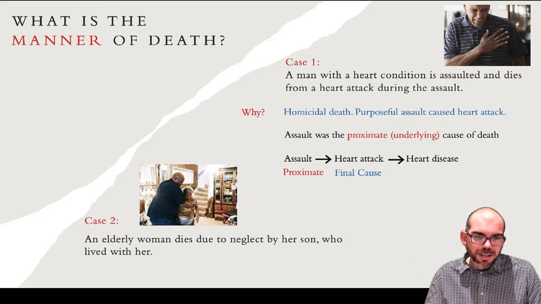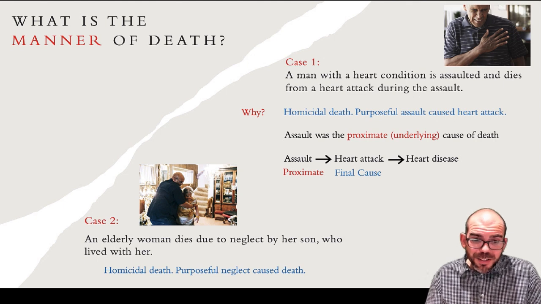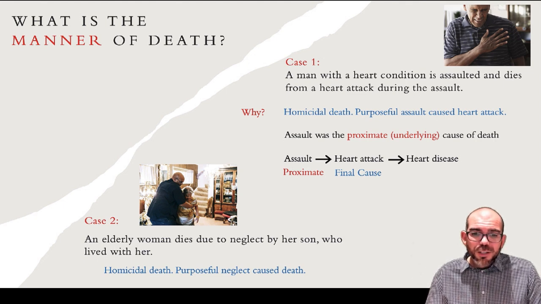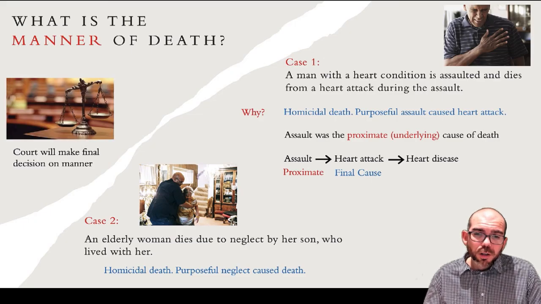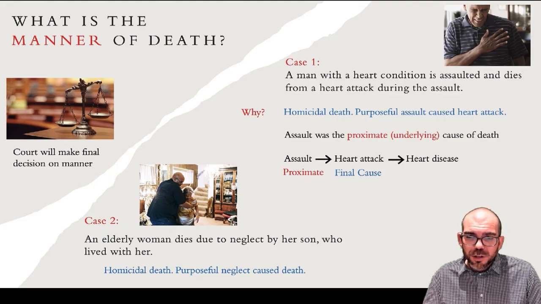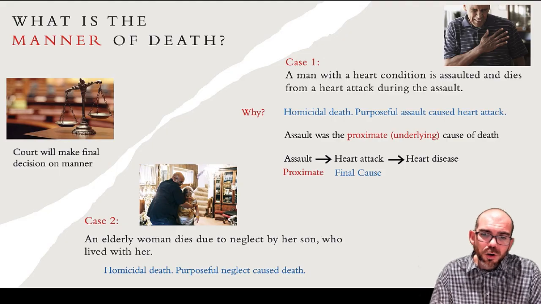Let's try another case. An elderly woman dies due to neglect by her son, who lived with her. What would be the manner of death in this case? Again, homicidal. That purposeful neglect is ultimately that proximate cause, or what led to the elderly woman's death. Now, this is me analyzing it using our concepts in forensics, but ultimately a court of law is going to make the final decision on what the manner is. And this is where prosecution and the defense will analyze every possible angle to see, was it really the assault or really the neglect?